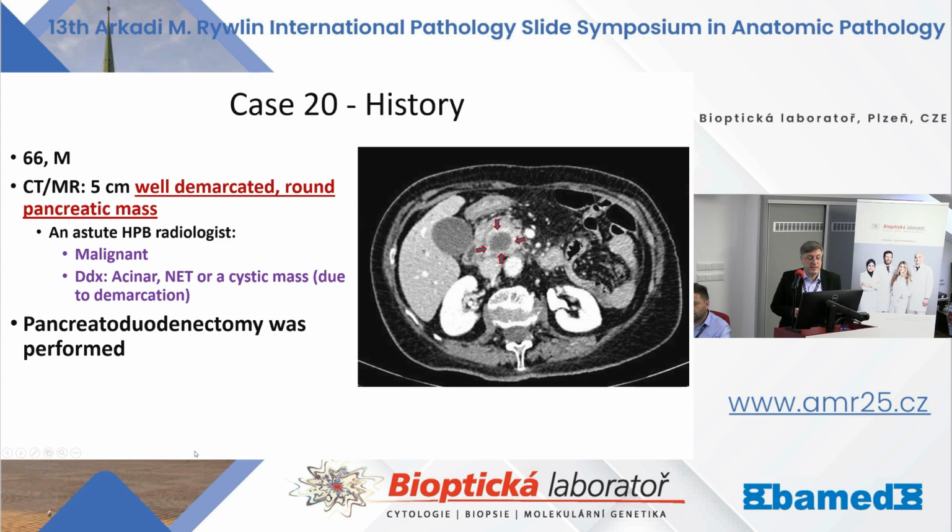This case was a 66-year-old man, and on radiologic examination there was a well-demarcated round pancreatic mass. An astute HPB radiologist reviewed this radiology, and the main differential they offered was acinar versus neuroendocrine versus maybe a cystic lesion because of a central low attenuated process, but they did not really think this would be a PDAC because of the more roundness and compact growth pattern.